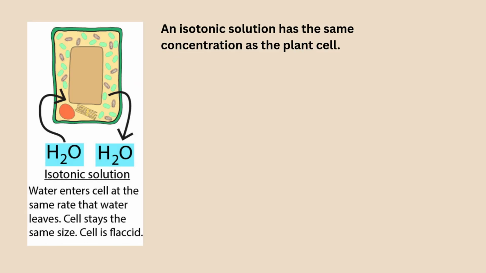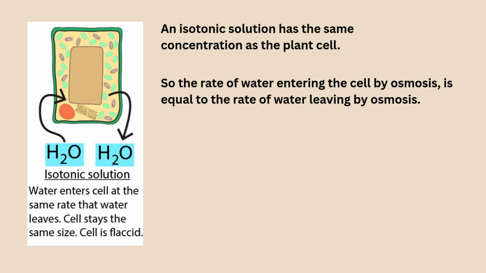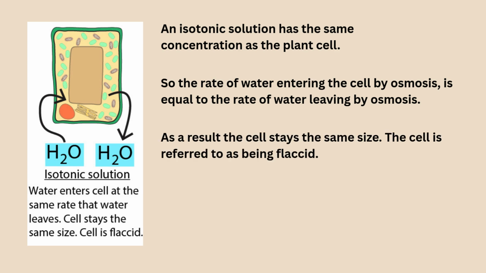An isotonic solution has the same concentration as the plant cell, so the rate of water entering the cell by osmosis is equal to the rate of water leaving the cell by osmosis, and as a result the cell stays the same size. The cell is referred to as being flaccid.